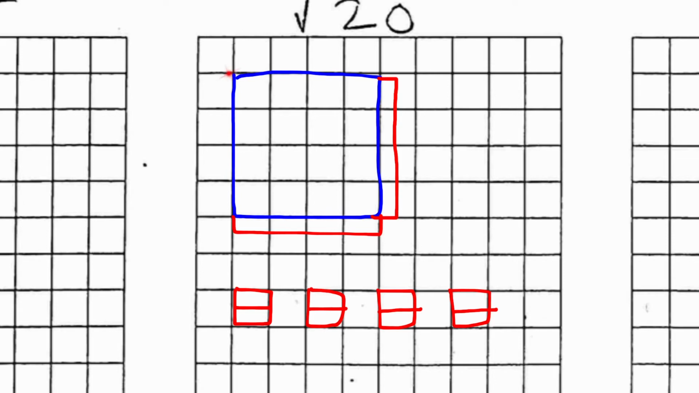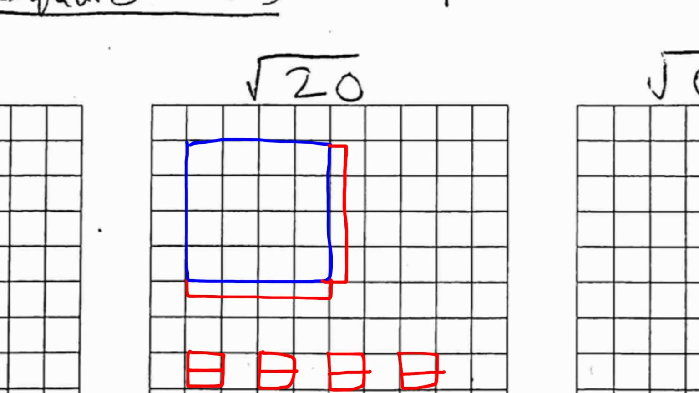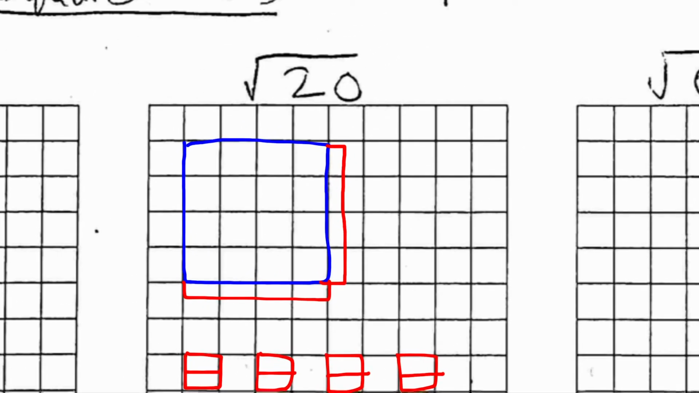I could theoretically say from here to here is 4.5, from here to here is 4.5, from here to here is 4.5, from here to here is 4.5. So my side length is approximately 4.5. So the square root of 20 is approximately 4.5. And that's how you show that square root visually. It's an approximate answer because it's not a perfect square.